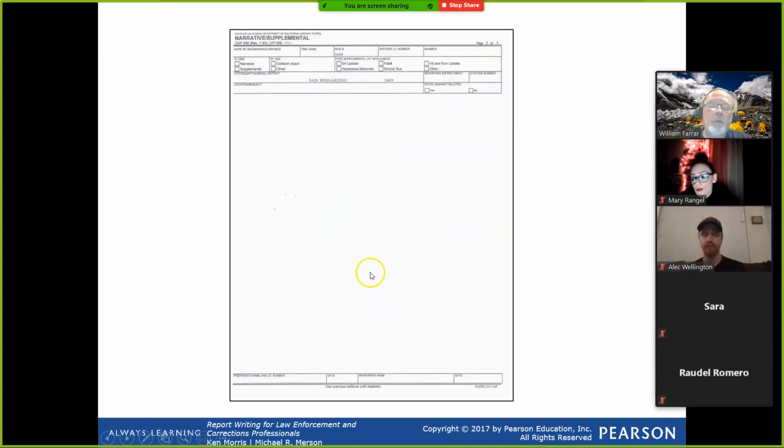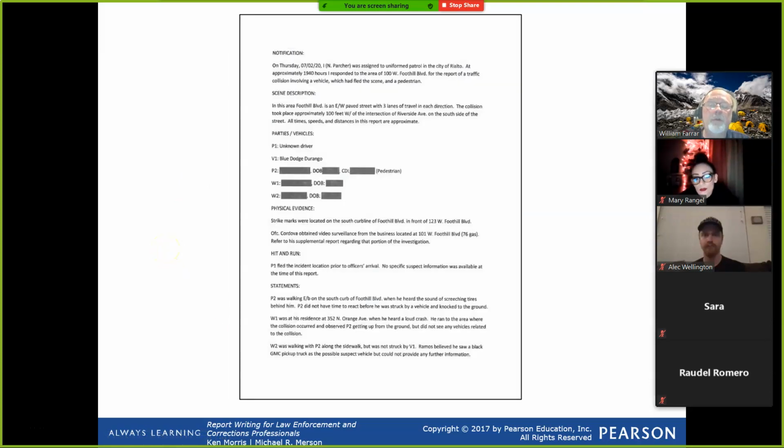Here's your narrative. We have a narrative form for a crime report, so it's the same thing. It's where you would put in all your narrative. And I'll show you what a short narrative looks like. Actually, here it is right here. So this is a very short report. It's an actual report.